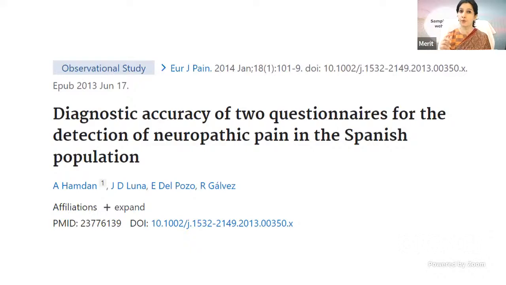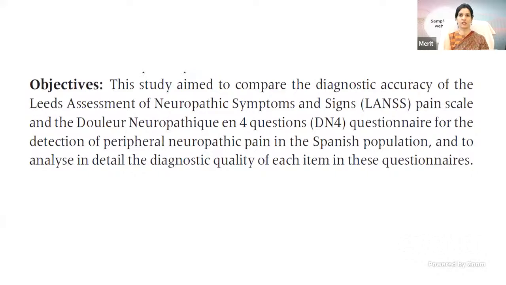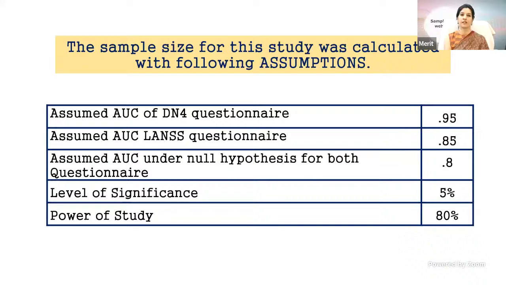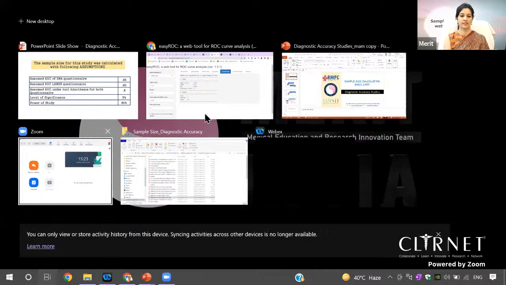Because remember, in the mean and proportion also, whenever you calculate the sample size using a mean or a continuous variable, it is always less than the proportion. A similar concept is here. So the diagnostic accuracy of two questionnaires for the detection of neuropathic pain: you can see here the questionnaires LANSS and DN4, and the assumed AUC of DN4 is 0.95, the assumed AUC of LANSS is 0.85, and the AUC under the null hypothesis for both questionnaires is 0.8. So remember, here you have to give 4 inputs. Under the null hypothesis, both have 0.5 discrimination, but the alternate for DN4 is 0.95, and for LANSS it is 0.85.